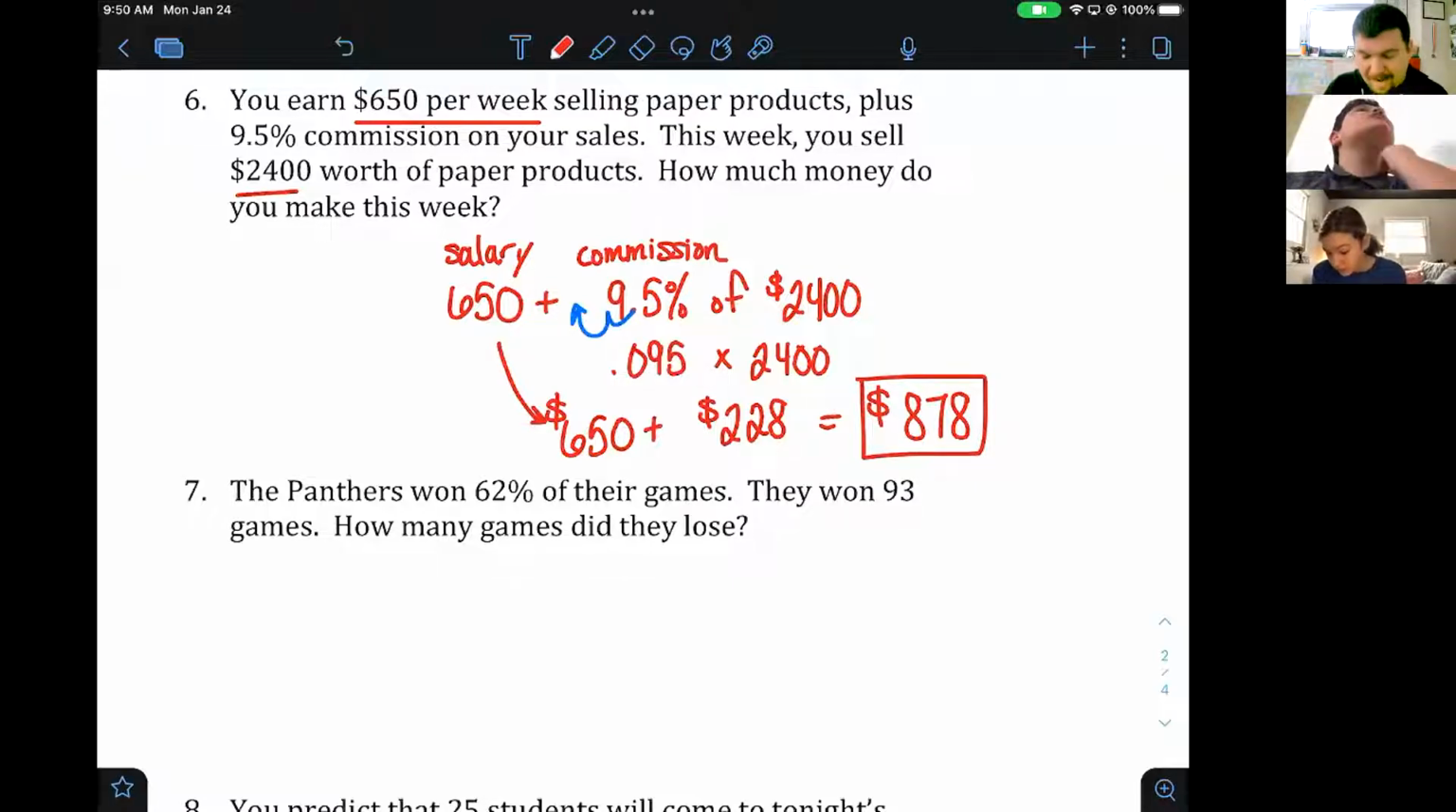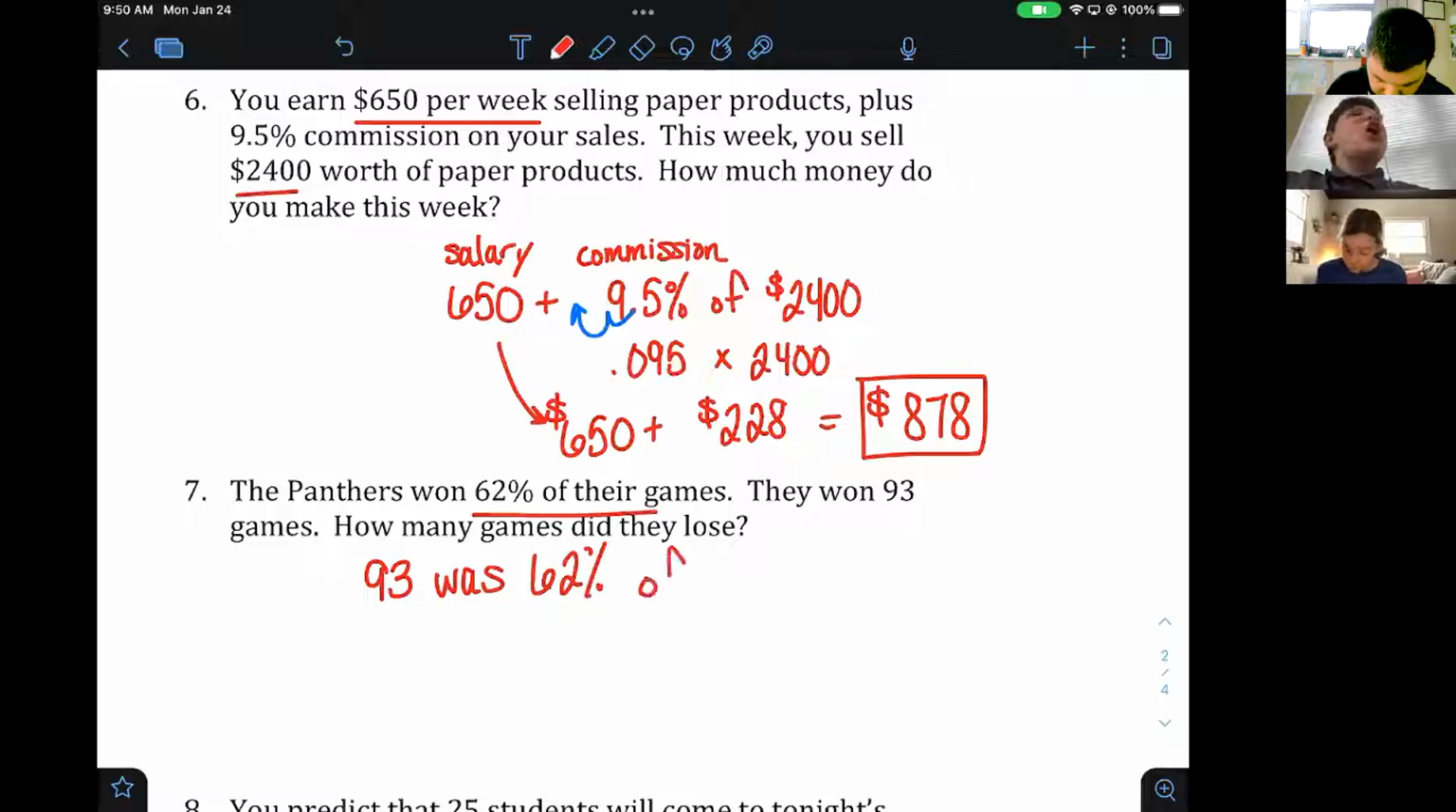Well, I'm going to turn this into a per sentence. This is something else we've been studying in this chapter. So if 93 was 62% of their games, I know that's not a question, but I can turn each part of that into an equation.